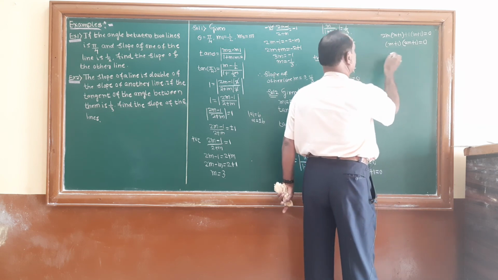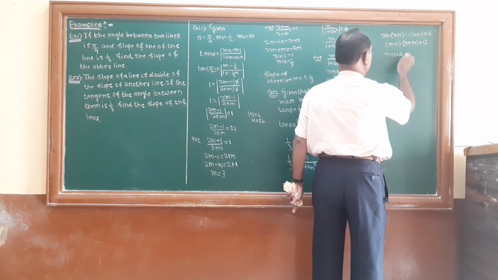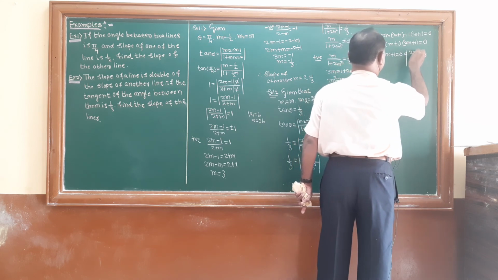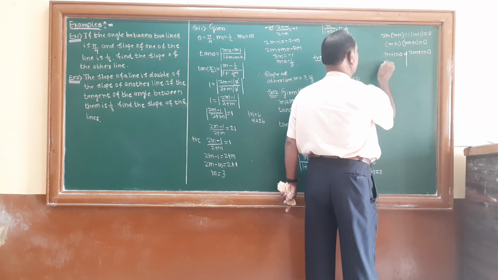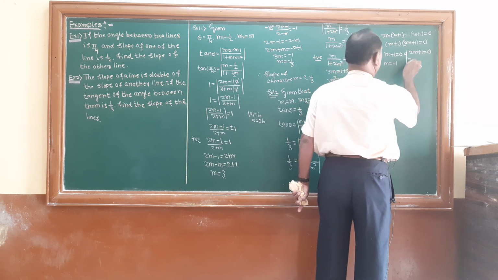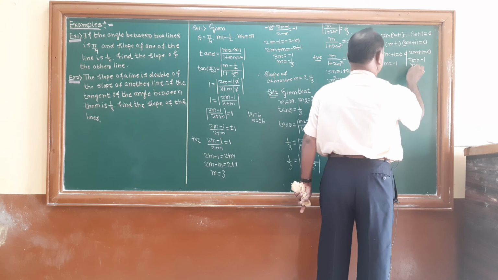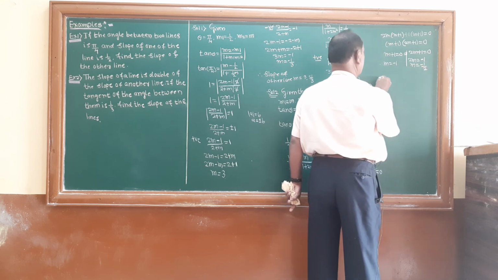Now equate each factor to 0. m plus 1 is equal to 0, or, second case, 2m plus 1 is equal to 0. Therefore m is equal to minus 1, or 2m is equal to minus 1, so m is equal to minus 1/2.